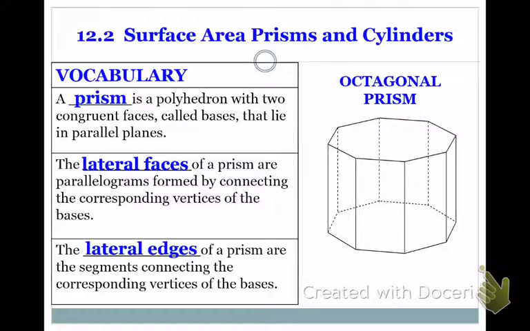The lateral edges of a prism are the segments connecting the corresponding vertices of the bases. So these vertical lines in this picture are the lateral edges. Remember, again, when you think of lateral, think of sides. Any questions?